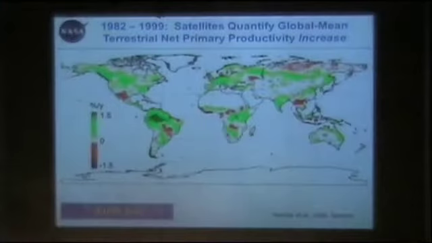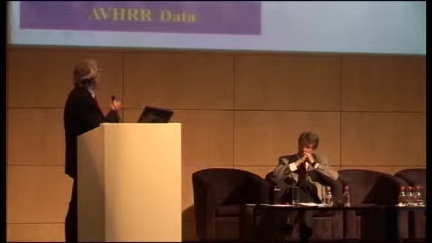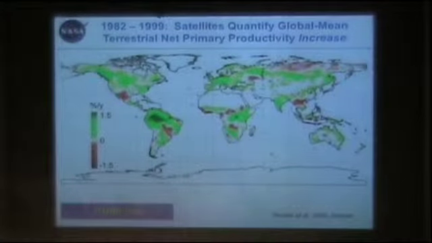But let's start with some results and a bit of a conundrum. Long satellite time series of measurements of greenness, if you will, net primary productivity over land from 1982 to 1999 at the end of the last century showed that overall in a global mean, the net primary productivity of the globe over those 17 years was increasing, although clearly there are places where there's spatial variability. There's places where net primary productivity was decreasing, other places where it was increasing. But in the global mean, net primary productivity was increasing over that nearly 20-year period at the end of the last decade.